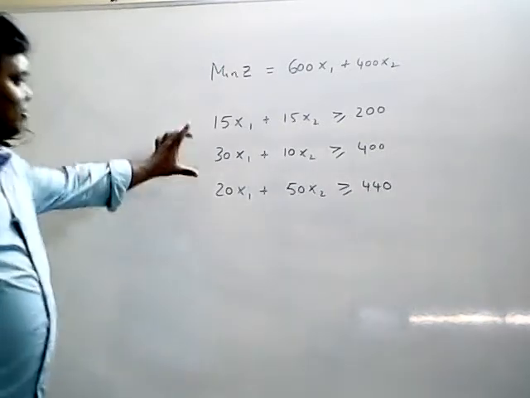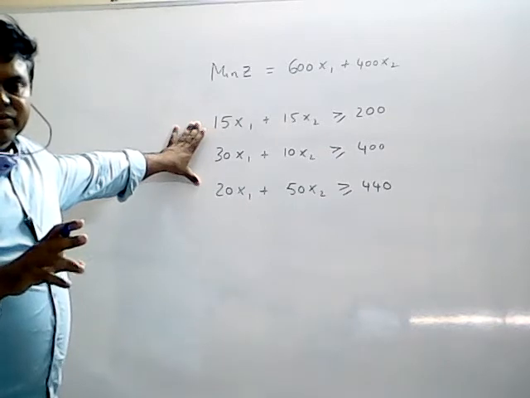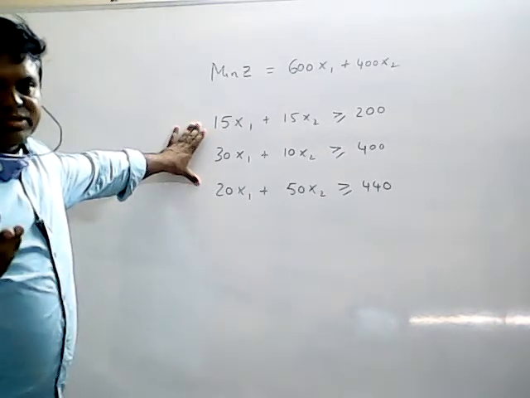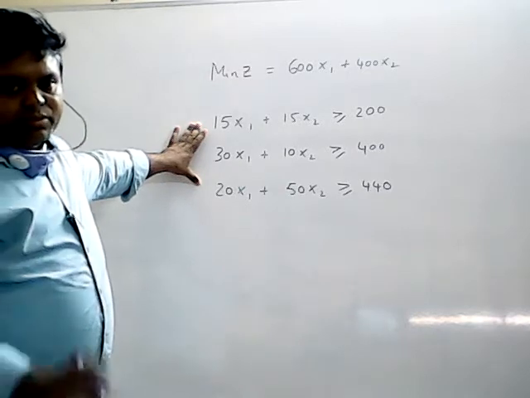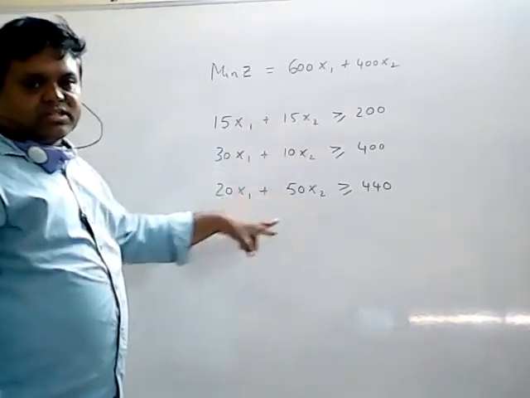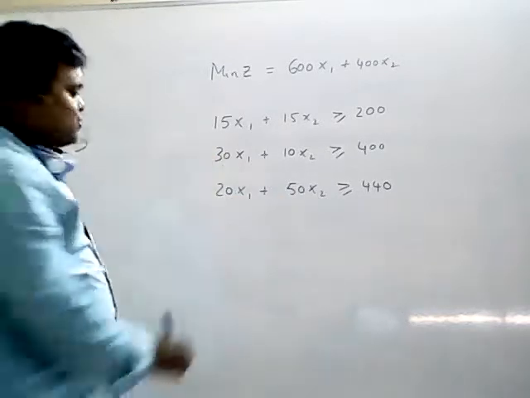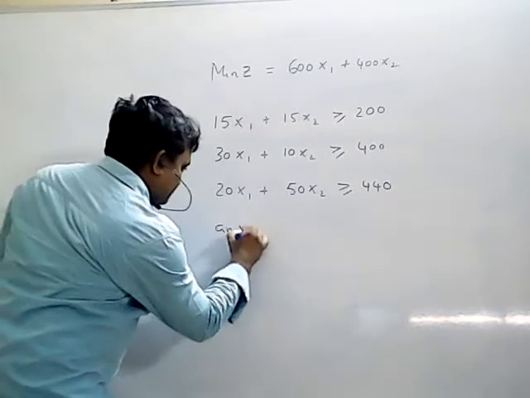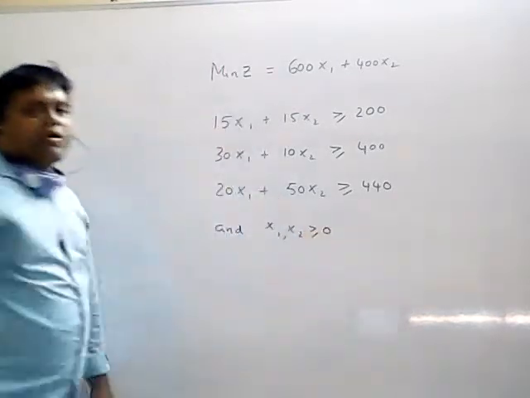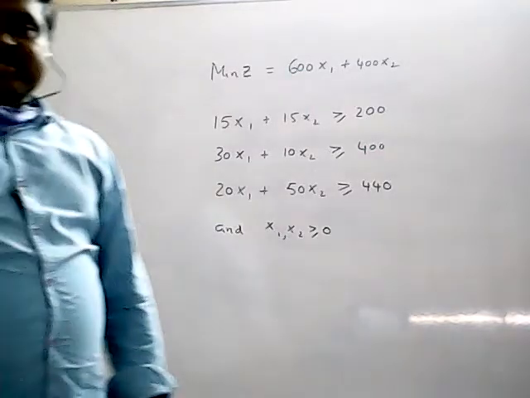Now how many constraints are there? 3. In the previous problem there were 2, but constraints may be 3, 4, 5, more than 2, no problem. Only the decision variables are 2, x1 and x2. Looking at all these constraints, only 2 decision variables are there, x1 and x2, and x1, x2 are greater than or equal to 0. So this is the second problem.